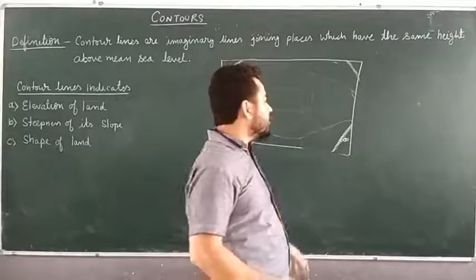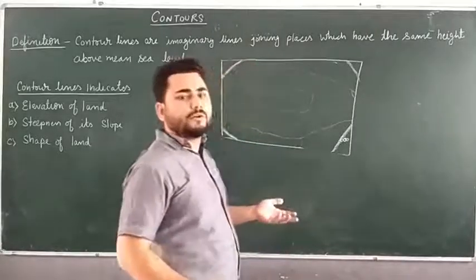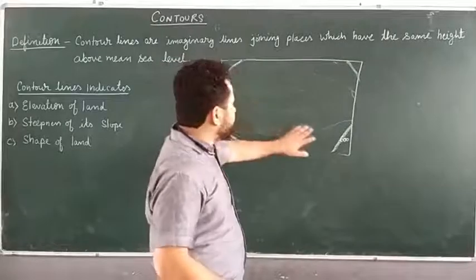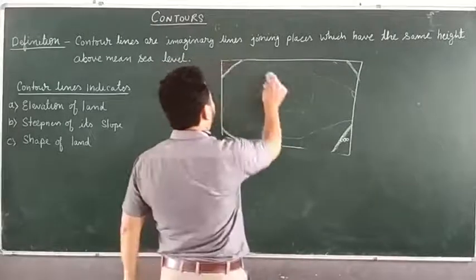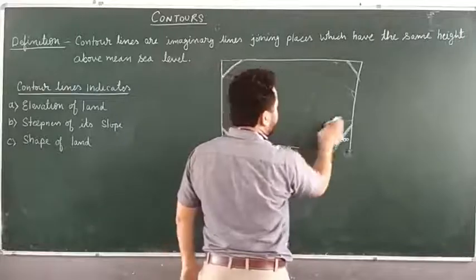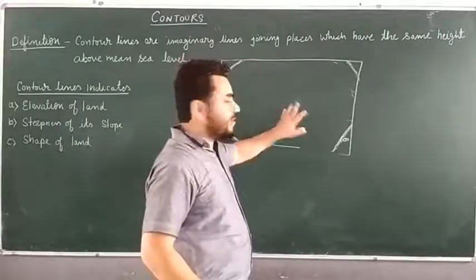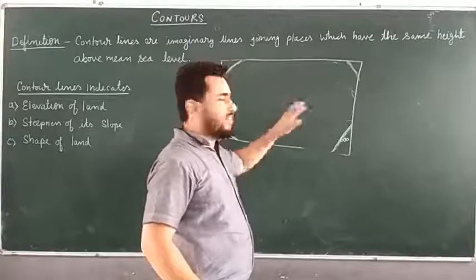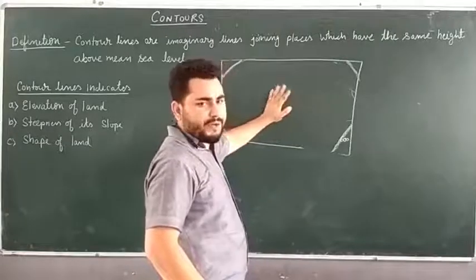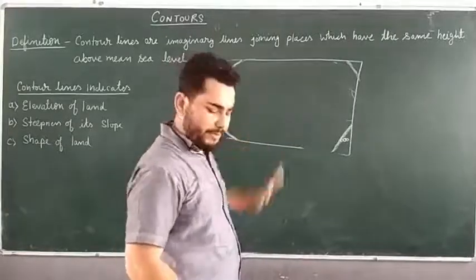So there are subdivisions in one thick contour line, okay? You may get this, right? So what does it mean? It means that this entire topo sheet has a height of 600 meters only. It means it is a flat land, okay? It is having 600 meter height, clear?